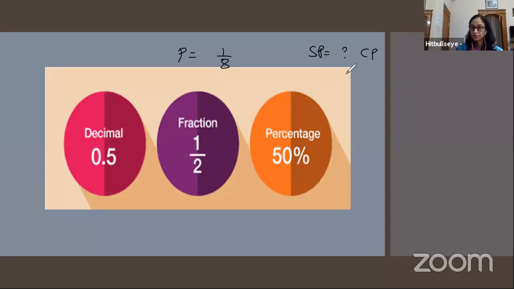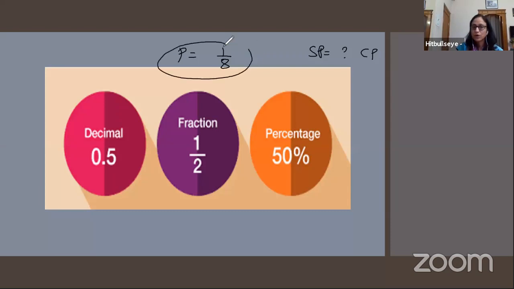Profit is 1 by 8. So SP is how much of CP? Mom, I don't know. Why? I just explained it. Because this is my first class, I don't understand anything. It's okay. You can try to catch up and you can definitely ask the doubt as many times as you want, right? I could feel that. That is why I took your name. So profit is 1 by 8, right?